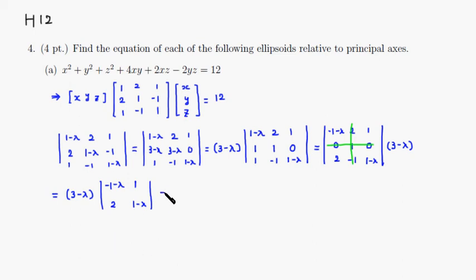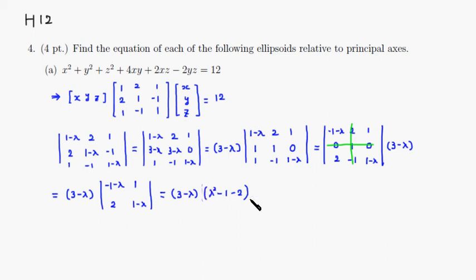So this is going to be 3 minus lambda, and you multiply it out. This times that gives you lambda squared minus, so it's lambda minus 1 and then lambda plus 1, and minus 1 times 2 is 2. So what you get is really just lambda squared minus 3. So lambda squared minus 3.